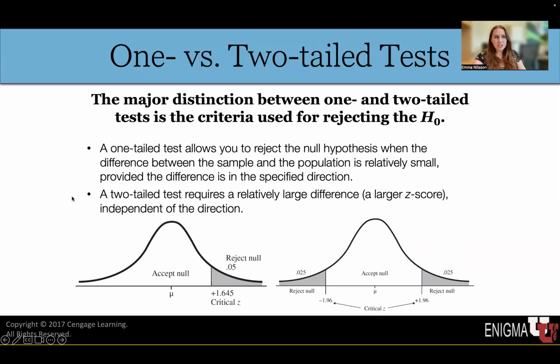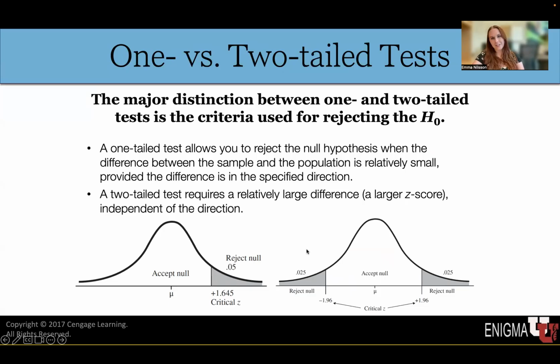The major distinction, like we've said, between a one-tailed and a two-tailed test is the criteria used for rejecting the null hypothesis. A one-tailed test is going to have a larger critical zone because all 5% is on one side. And so the difference between your sample and your population means can be smaller in order to reject the null hypothesis. You don't need as big of a difference so long as the difference occurs in your specified direction. If it occurs in the other direction that you weren't anticipating, then you will get an error.